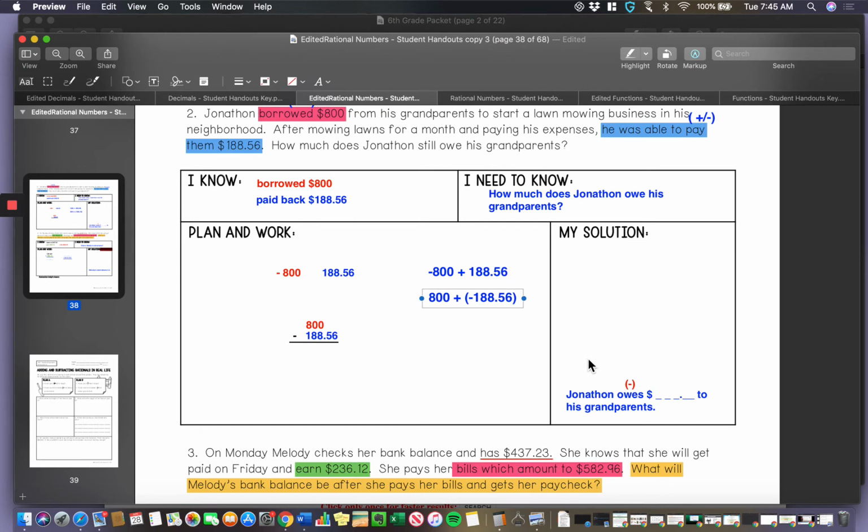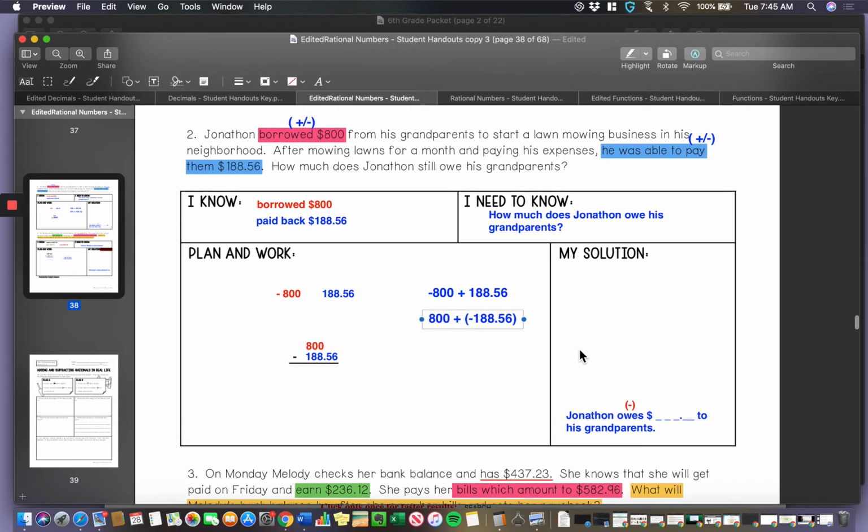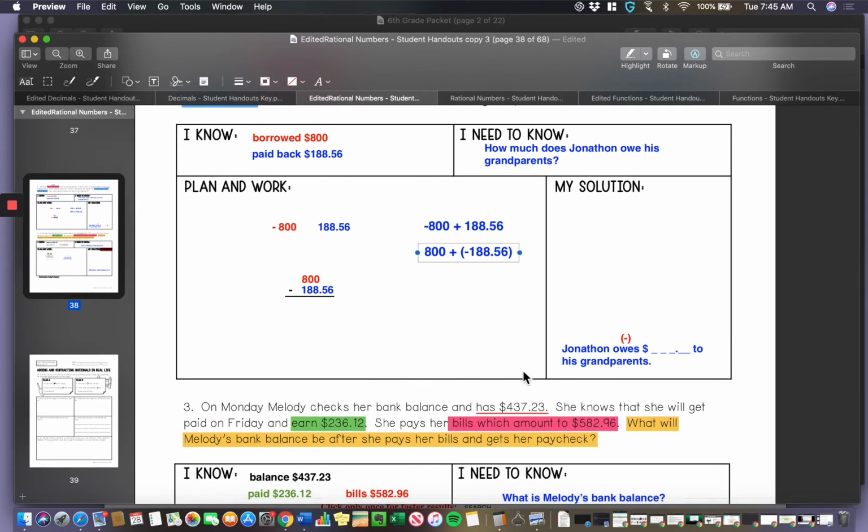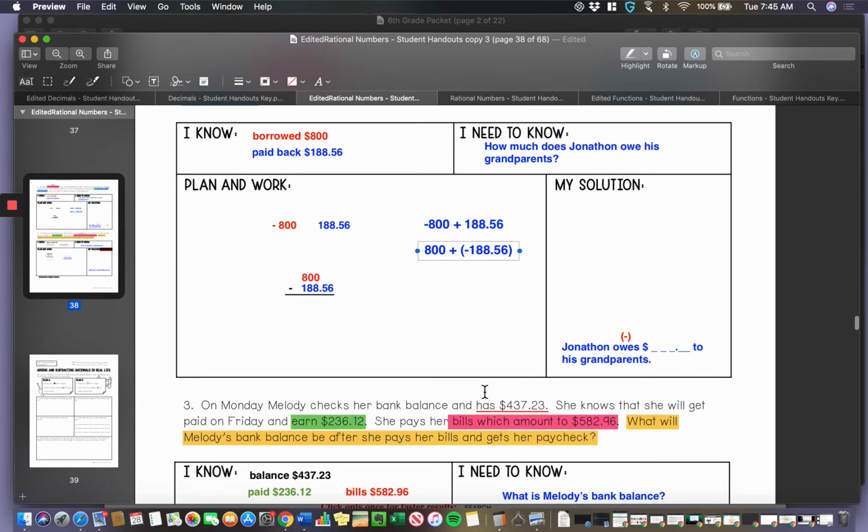All right. But really, what they're looking for in this problem, which was a little confusing, I feel like, was the absolute value of your answer. Okay. So your answer kind of looks like a positive, but because of the wording, it represents that it's a negative.